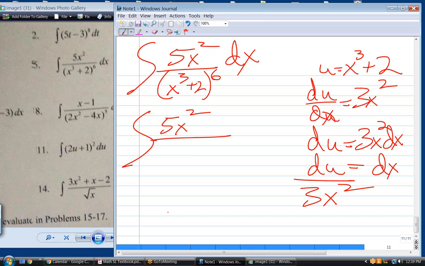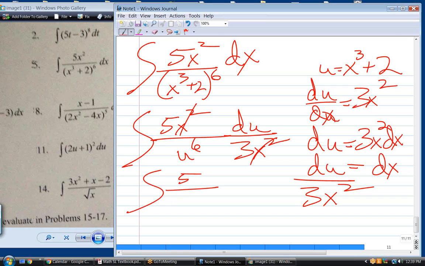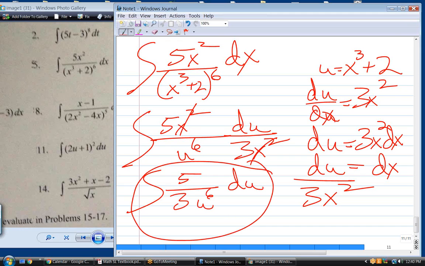What does the bottom become? Just u to the 6th. What does dx become? du over 3x squared. Now the most important thing is I got rid of the x variable. So now I have 5 over 3 u to the 6th du. That integral I can do.